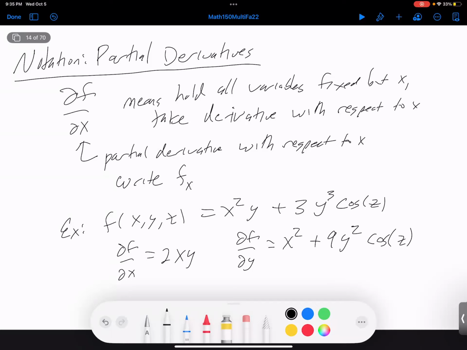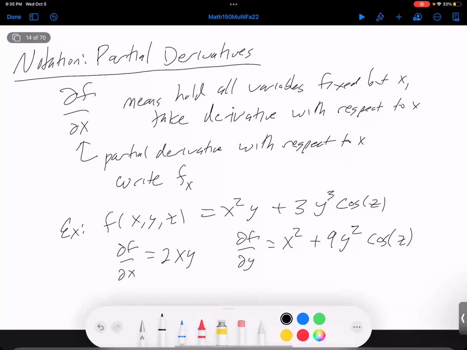So later we'll see what it means for a function of several variables to be differentiable. We haven't done that yet. We've just introduced some notation. I didn't want to do too much tonight, but this is a good place to start.